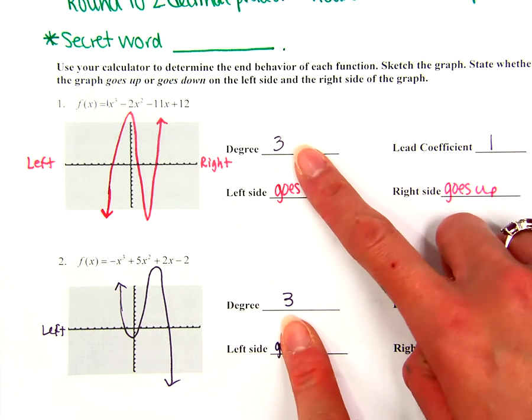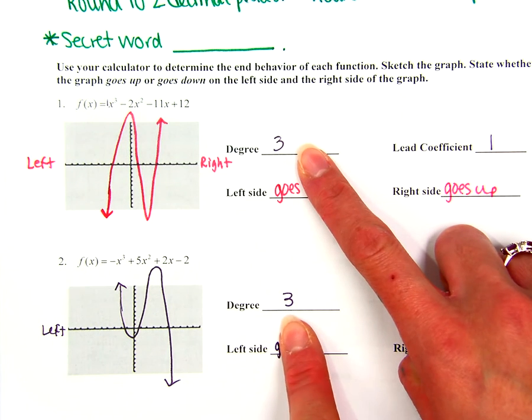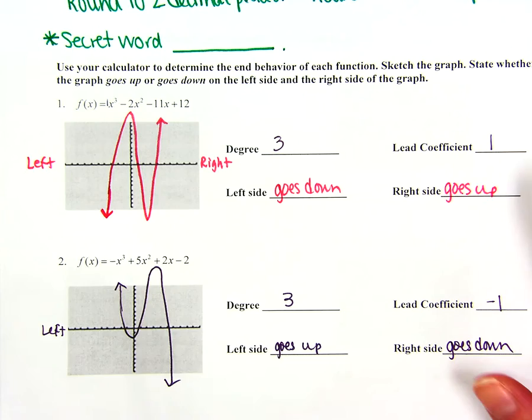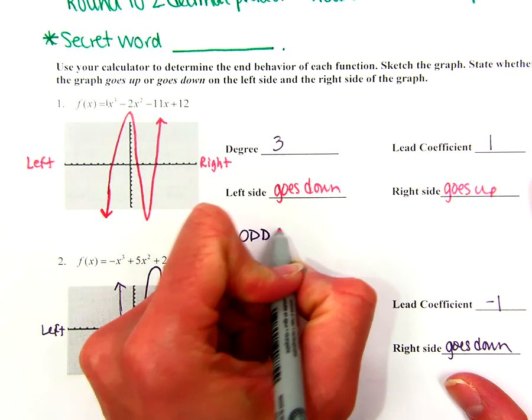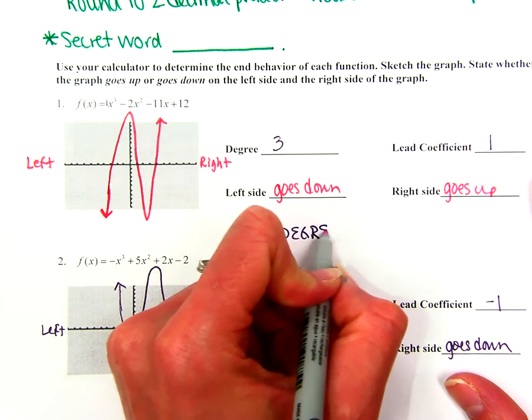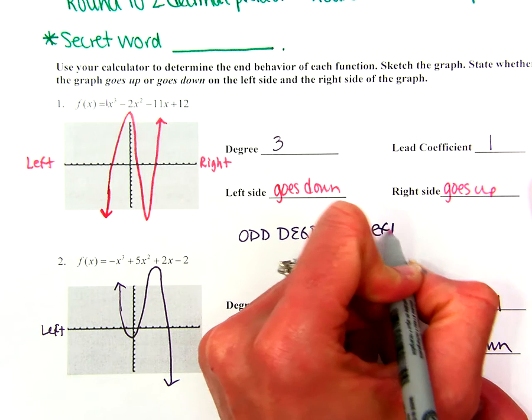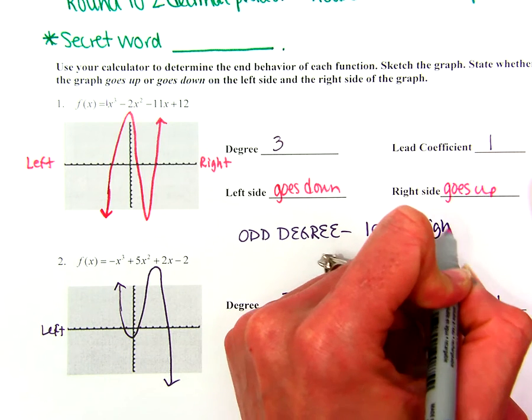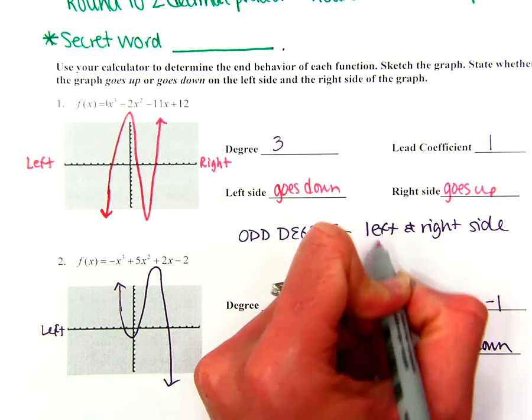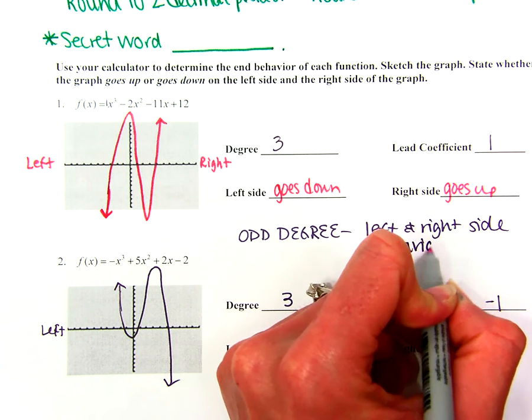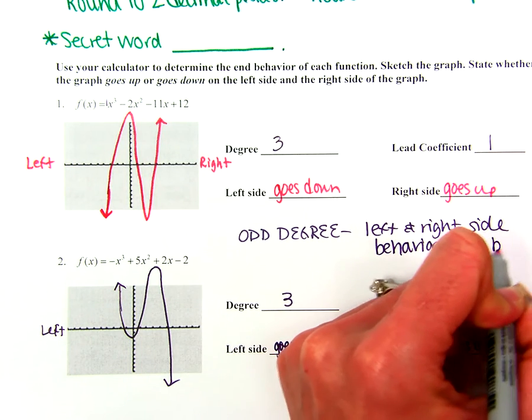So we have a third degree polynomial. That's an odd degree. In odd degree functions, your left and right side behavior will be opposites.